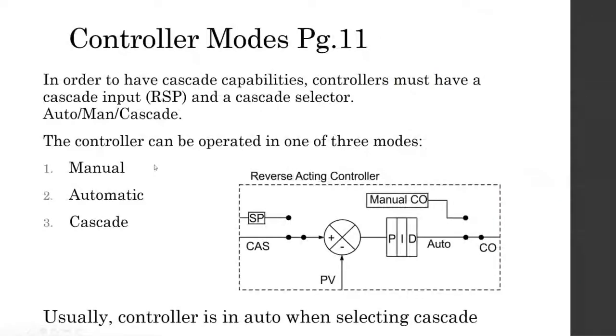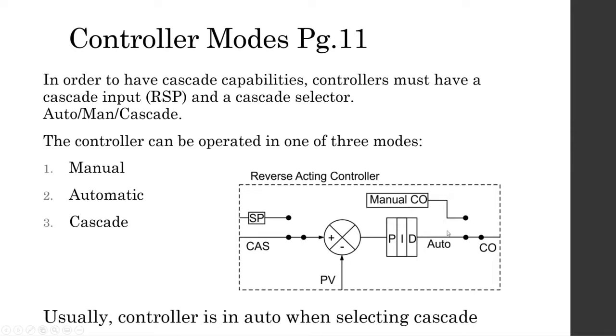So looking at the controller modes, in order to have cascade capabilities, the controllers must have the cascade input. The cascade input is usually called remote set point, and it also has to have a cascade selector. So normally we're used to auto and manual. Now we have auto, manual, and cascade. So these are the three modes. The controller can then be operated in any of these three modes using a selector here.